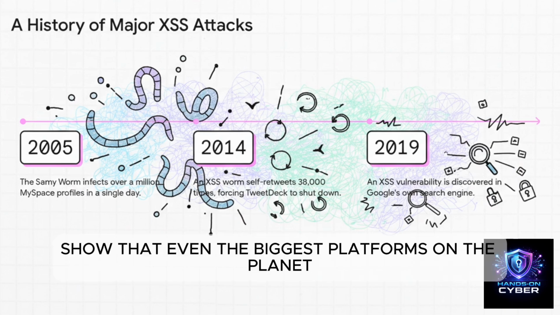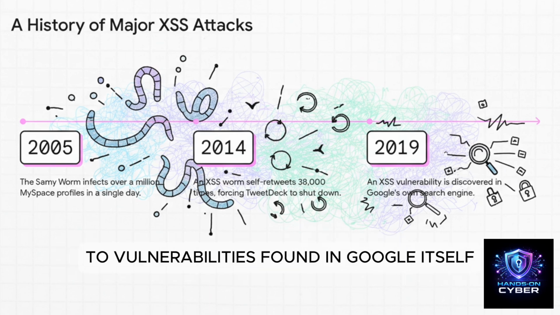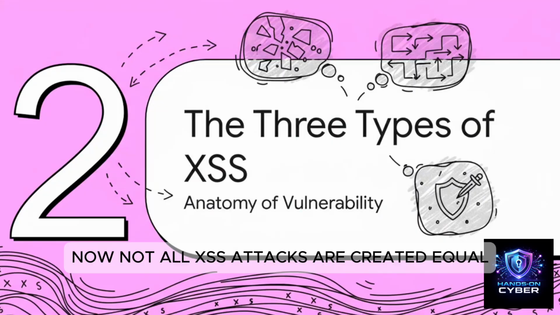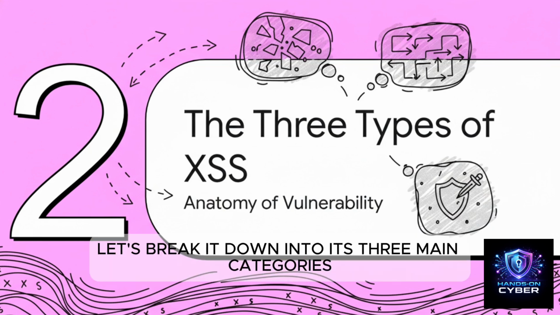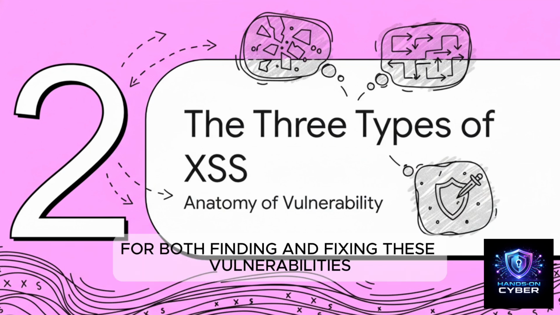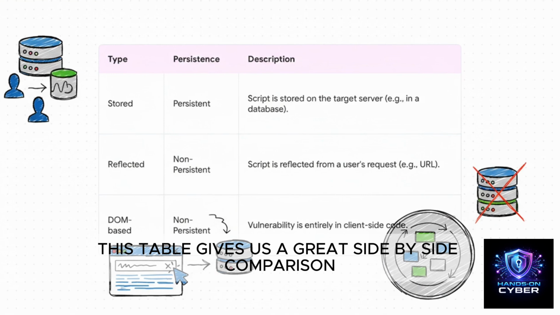And believe me, this isn't just some textbook theory. These real-world examples show that even the biggest platforms on the planet are not immune. From the infamous Sammy worm that basically took over MySpace to vulnerabilities found in Google itself, these attacks prove that XSS has been a massive, persistent threat for decades. Now, not all XSS attacks are created equal. It's really important to know that XSS isn't just one single thing. Let's break it down into its three main categories, because understanding these distinctions is absolutely crucial for both finding and fixing these vulnerabilities. This table gives us a great side-by-side comparison.